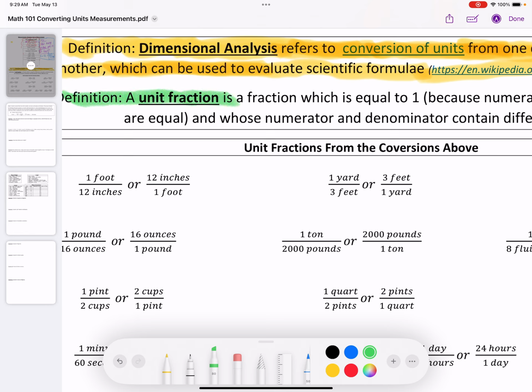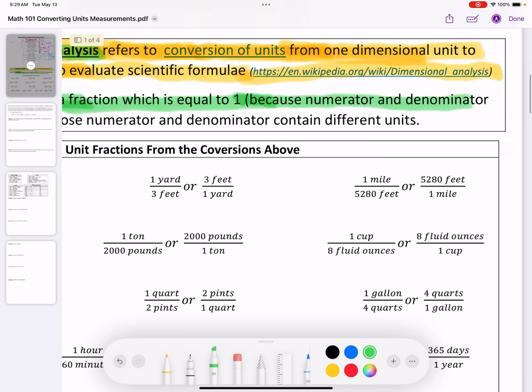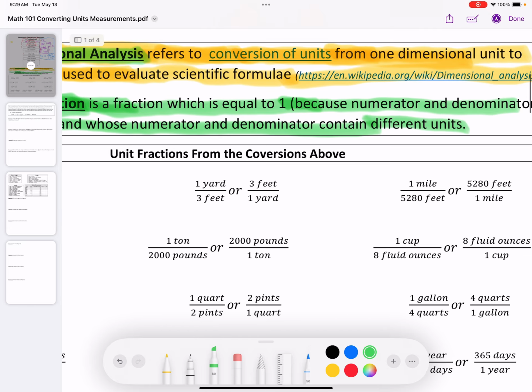Another definition, a unit fraction. Both of these definitions, you don't need to memorize them. I'm not going to test you, like, give me the definition of this thing. It's just that if I say this in a video or you see the name dimensional analysis, you'll know what it means. And the same thing with this one. If I say the word unit fraction, you'll know what it is. A unit fraction is a fraction which is equal to 1, which we'll see below, because numerator and denominator are equal and whose numerator and denominator contain different units.